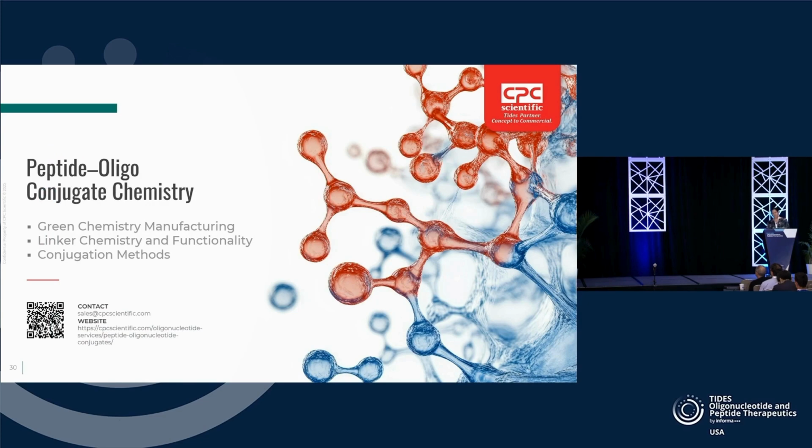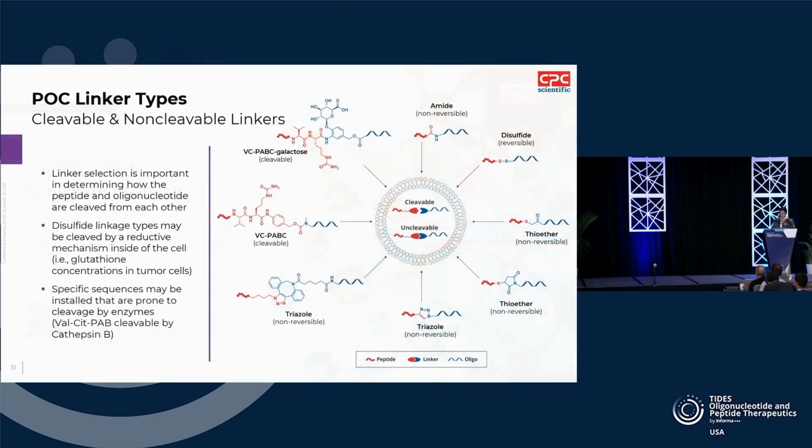So once we have the peptide manufactured using green techniques, we can then move to the assembly of the full POC. As a quick reminder from the slide I showed before, there are several possible linkers depending on the functionality and the needs of your application, and some of these processes can be greener than others.